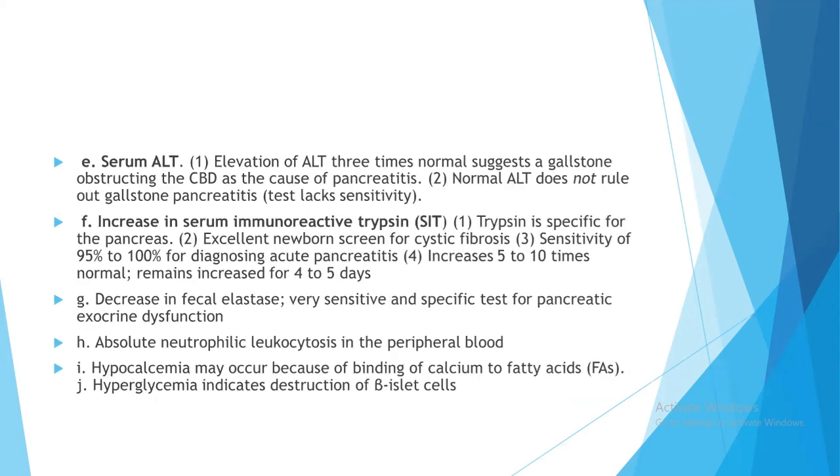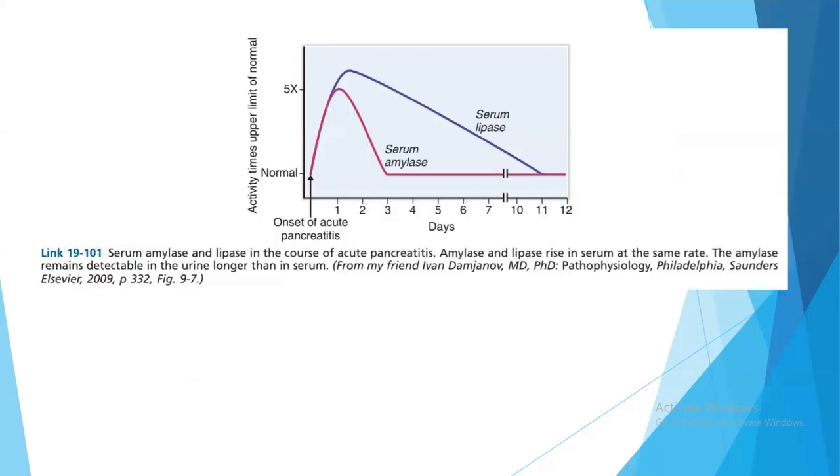The serum ALT elevation of 3 times normal suggests a gallstone obstructing the common bile duct as the cause of pancreatitis. The increase in the serum immunoreactive trypsin can also be seen. Decrease in the fecal elastase is very sensitive and specific for pancreatic exocrine dysfunction. There can be absolute neutrophilic leukocytosis, hypercalcemia, and hyperglycemia.